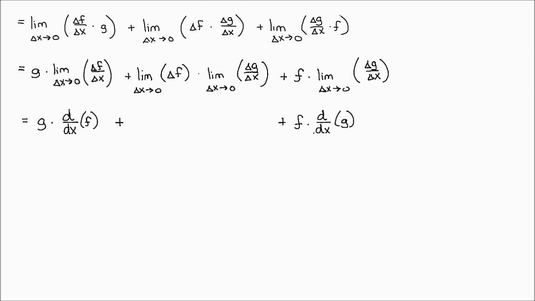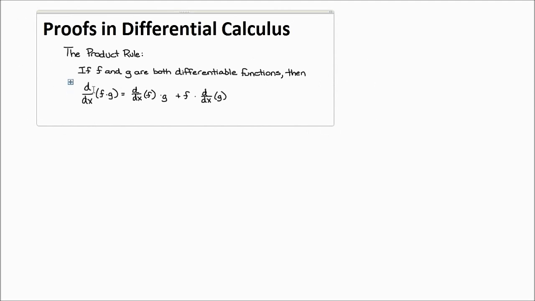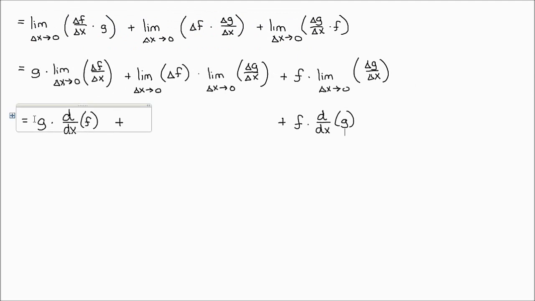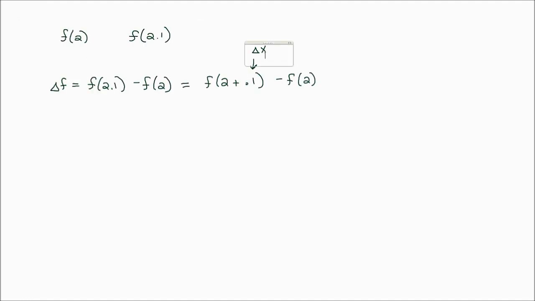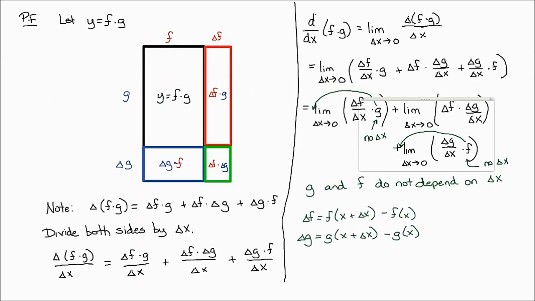Now if you look at this, this is almost what we wanted to prove. We wanted to prove that d dx, or the derivative with respect to x of the product of f and g, is the derivative of f times g plus f times the derivative of g. And we have so far the derivative of f times g plus f times the derivative of g. It's this stuff in the center that we're concerned with. Well, if you look back a slide here, we want to know what happens to delta f as delta x approaches 0. Well, here's delta f. Let me highlight it down here.